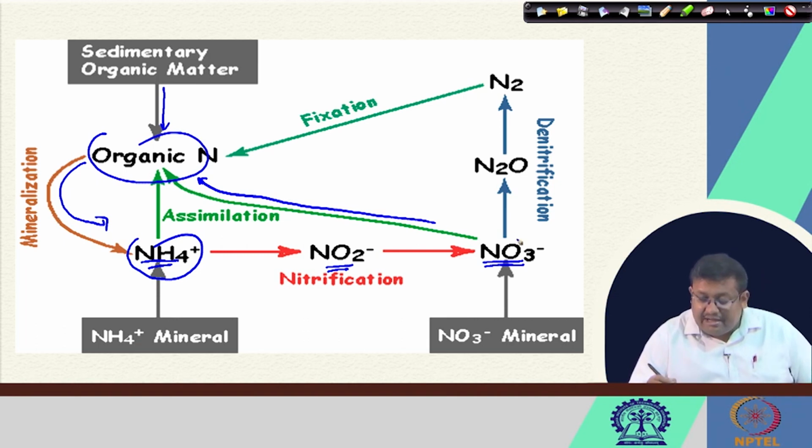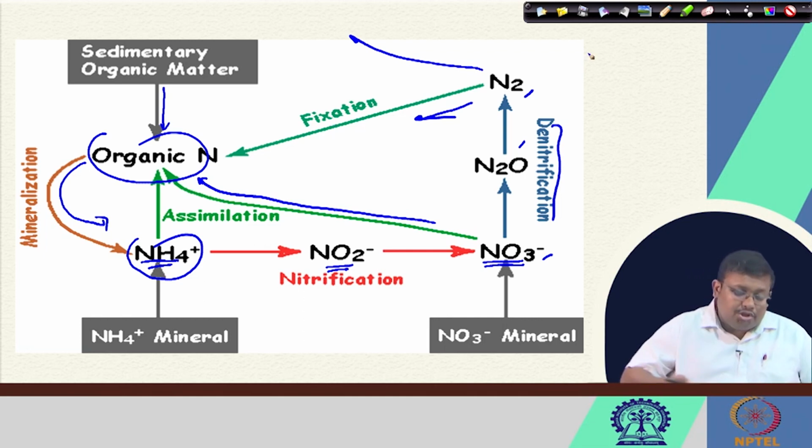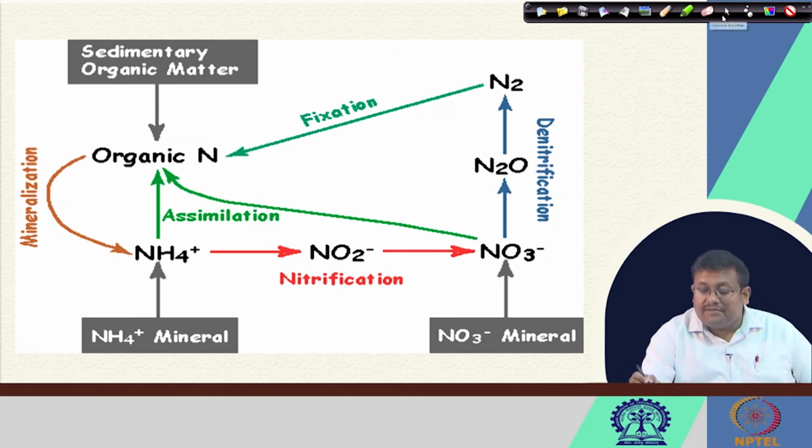And due to the denitrification process, this denitrification generally occurs in oxygen limiting condition, that is anaerobic condition. In this anaerobic condition microbes utilize this nitrate and ultimately convert it into nitrogen gases, and ultimately this nitrogen will go to the atmosphere, and some amount of nitrogen will be again fixed by biological nitrogen fixation and ultimately goes to this organic nitrogen pool. So, this shows the conversion of different forms of nitrogen.